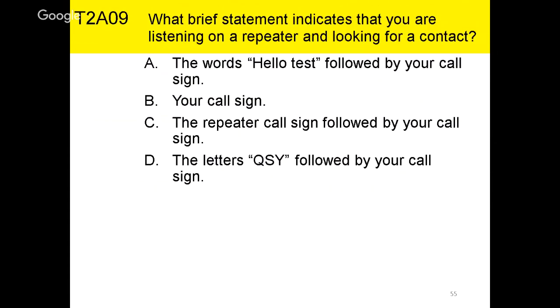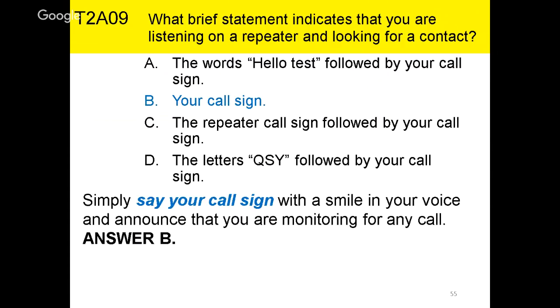So what brief statement indicates that you are listening on a repeater and looking for a contact? In this case, it's the shortest answer, by the way. Get on the repeater and say, "This is N3LMS mobile." Or you can say, "This is N3LMS. Anybody out there listening today?"